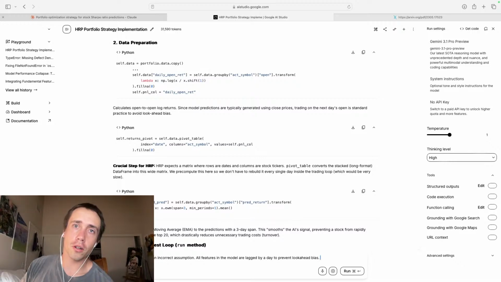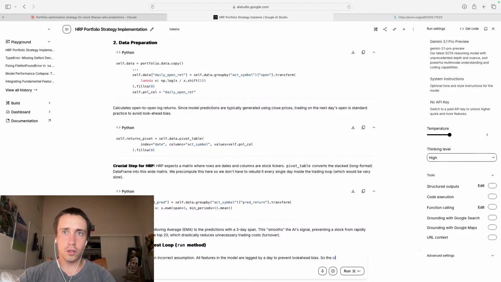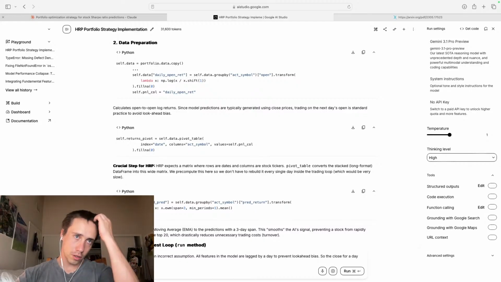All features in the model are lagged by a day to prevent look-ahead bias. So the close for a day is not used in the prediction.